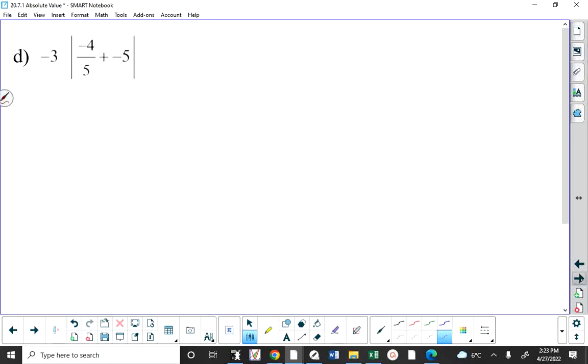Negative 3 times the absolute value of negative 4/5 plus negative 5. Well, look. The next unit is kind of the pinnacle of algebra and difficulty in this course, and it involves fractions, and we have to start warming up to working with fractions. So, how do we handle negative 4 over 5 plus negative 5? The first thing we do is we line up the fractions so their numerators over denominators are quite clearly comparable.